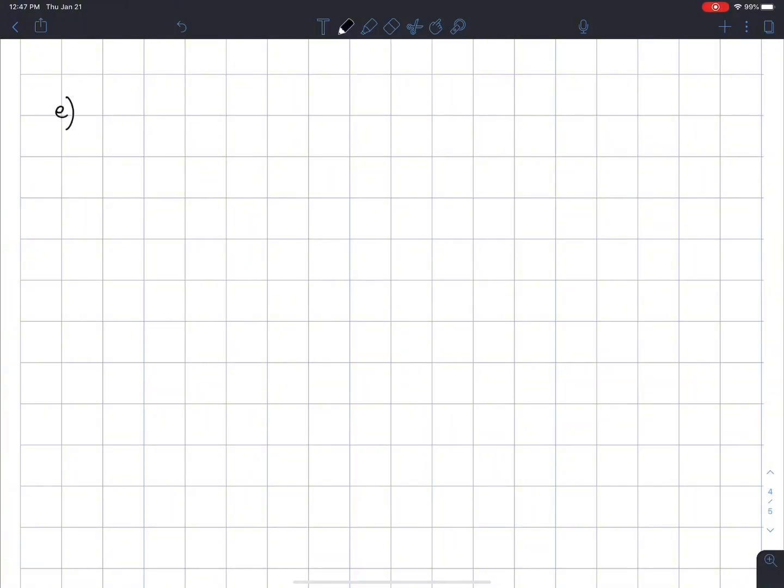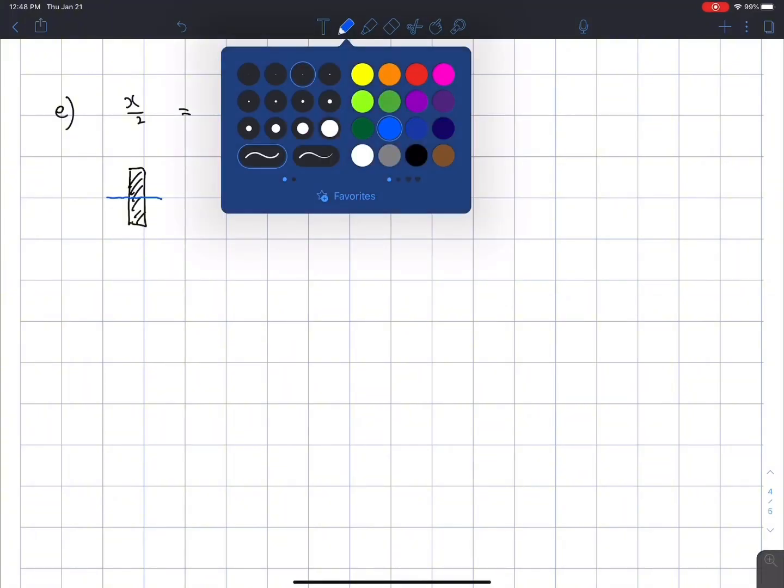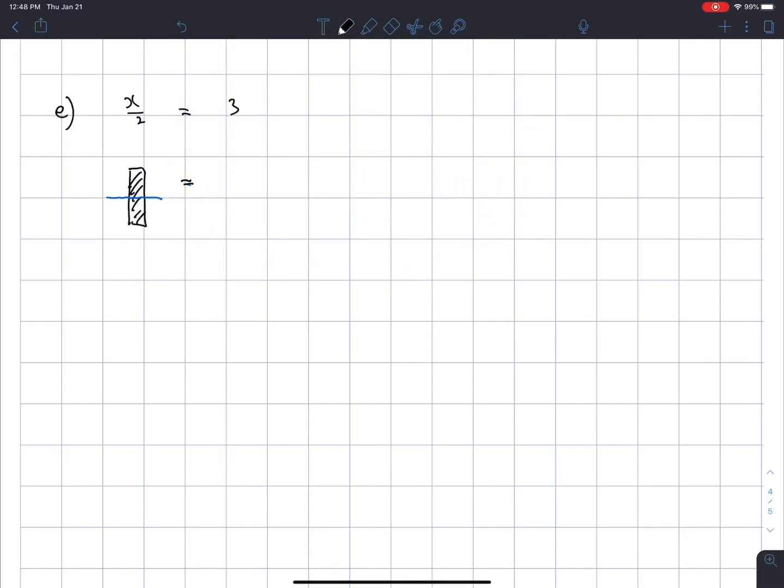And then E, we have x over 2 equals 3. So this will be 1x. And then you can draw a line to indicate that this is only half. Equals 3. So just try to draw these 3 equal to the upper half. And then you can say that 1x must equal, remember the first half has 3, so the second half must also have 3. So x equals 6.